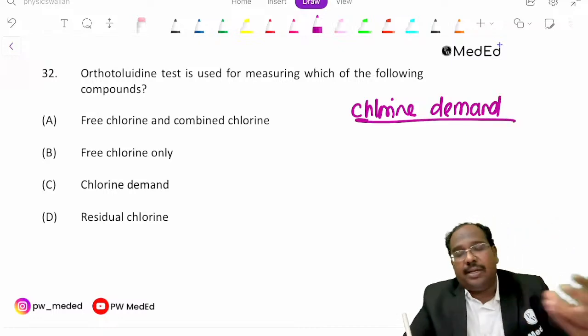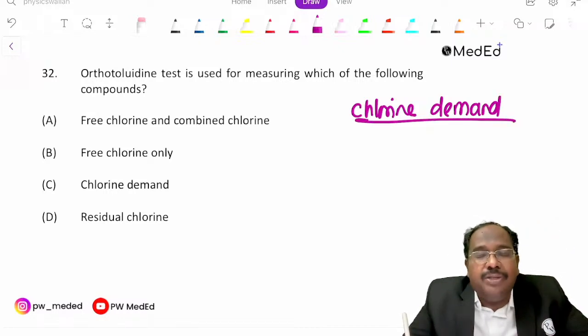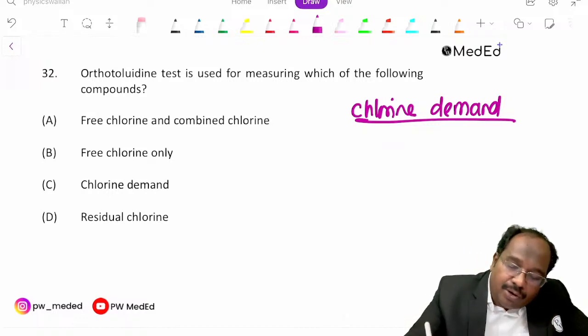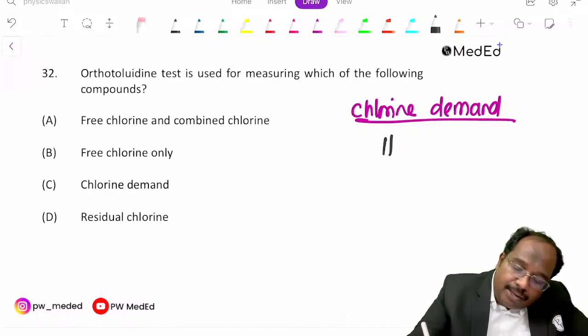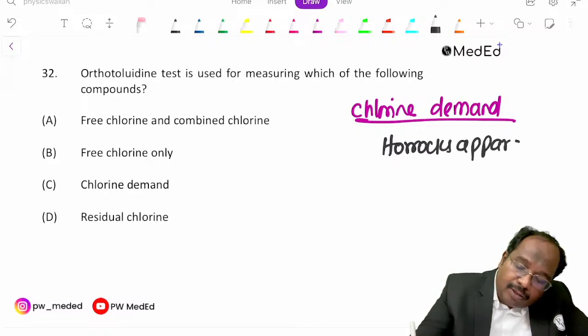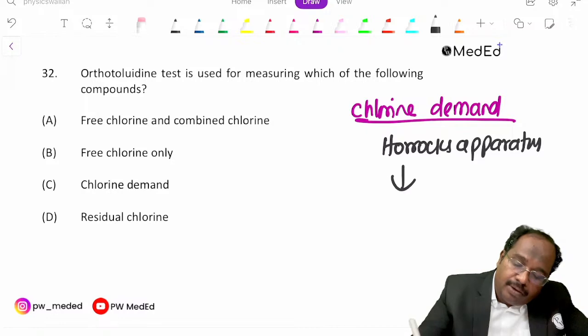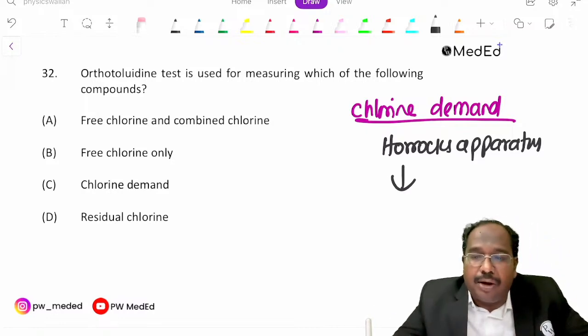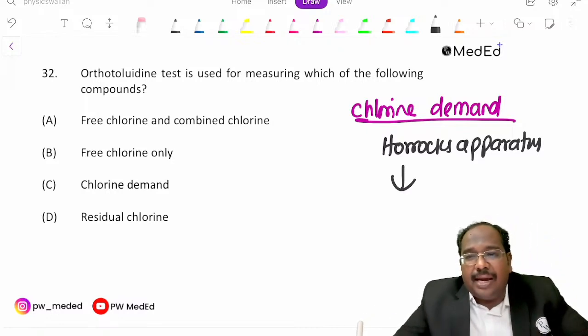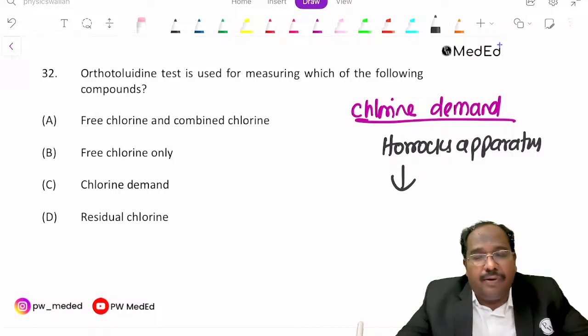Suppose there is drinking water. How to check how much chlorine is required? So chlorine demand of the water is measured by Horrocks apparatus. Then what you are supposed to do is add chlorine. Usually we add it in the form of bleaching powder.